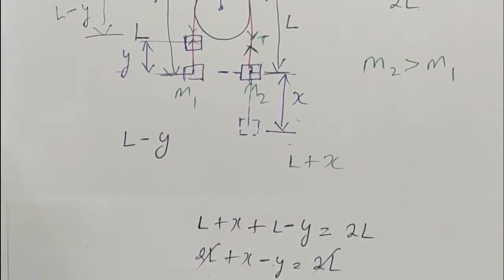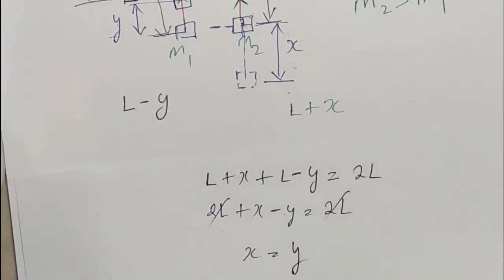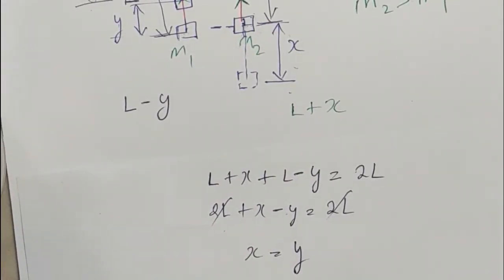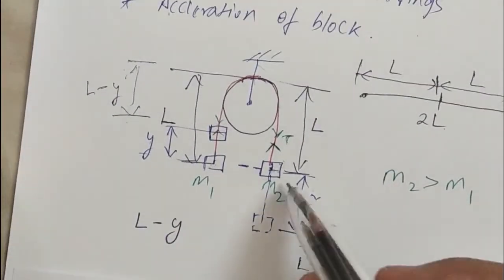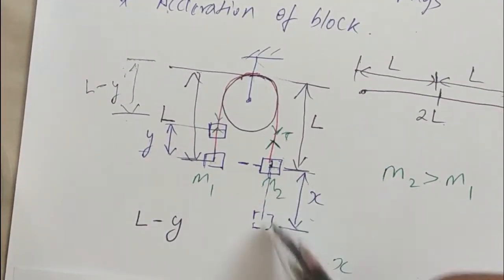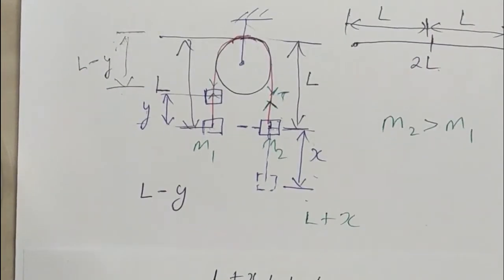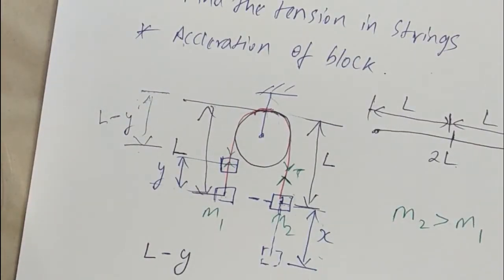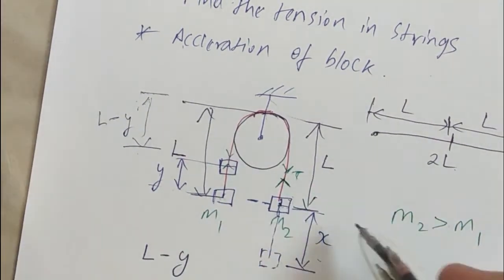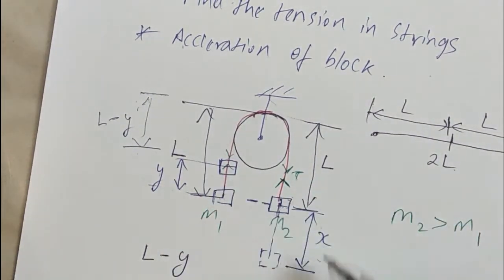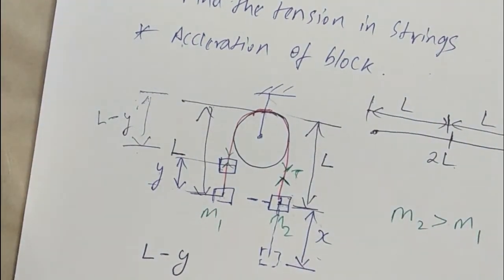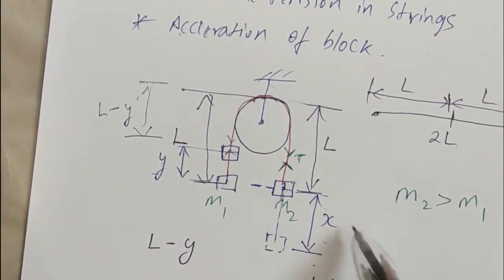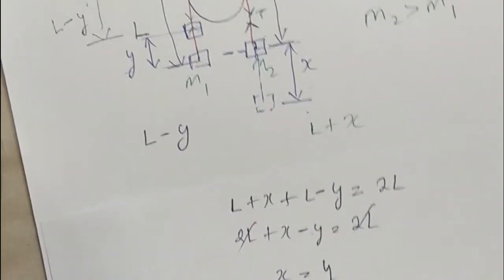Now if you differentiate this, dx by dt, then the velocity of this block is determined, that is equal to dx by dt, and the velocity of this block is dy by dt, which is upward in direction. The directions of the velocities of these two blocks are different, because this block is moving in the downward direction and this is moving in the upward direction, but their magnitude is the same. You need to note that.